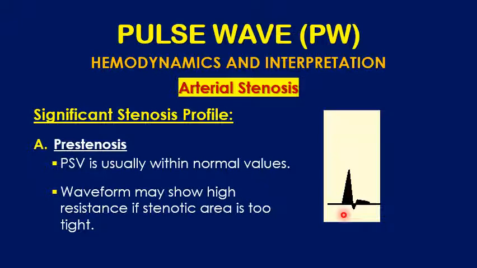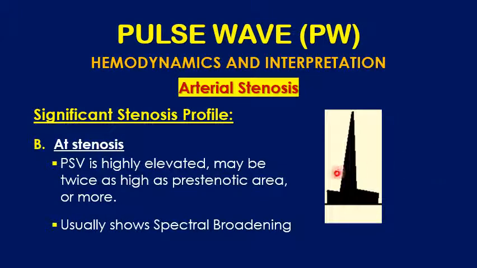The flow looks like a high resistance flow. So you get lower diastole, and there is a reversal of the flow here. It sometimes happens in the pre-stenosis area if the stenosis is too tight, which is not the case in all stenoses. Sometimes they are not that tight.